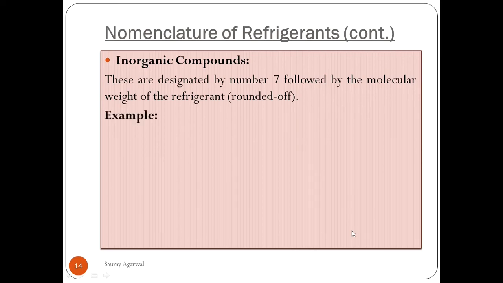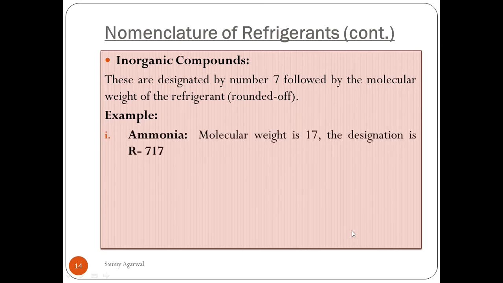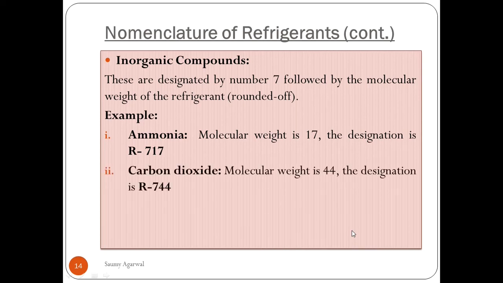So let's take some examples. First, ammonia, having the chemical composition NH3. The molecular weight is 17, so the designation will be R717. In case of carbon dioxide, the chemical composition is CO2, the molecular weight is 44, so the designation is going to be R744, that is 700 plus 44, that is 744. In case of water, the chemical composition is H2O, the molecular weight is 18, so the designation will be R718.